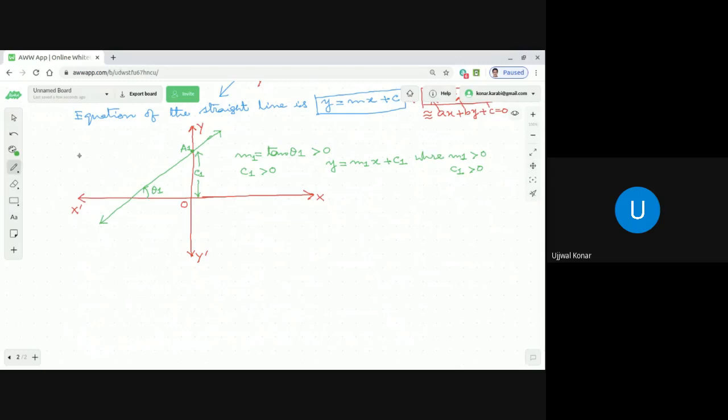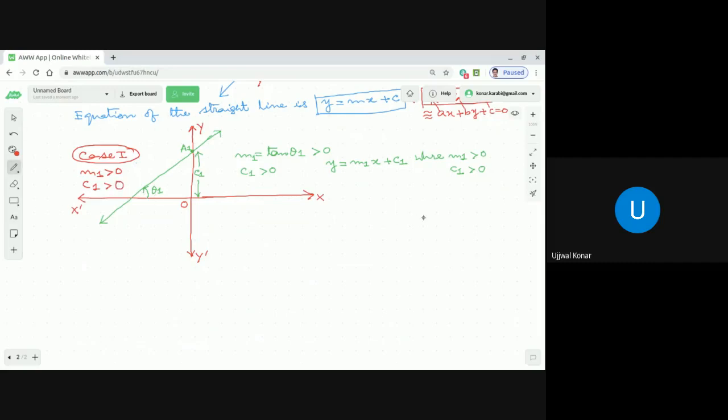What we defined is that C1 is greater than 0. The digital board is a little bit malfunctioning. So this is case 1. What is case 1? Where m1 is greater than 0 and c1 is greater than 0.